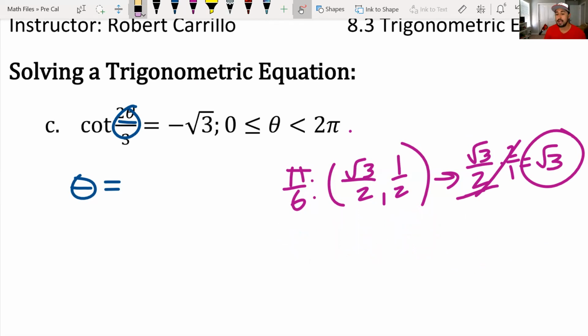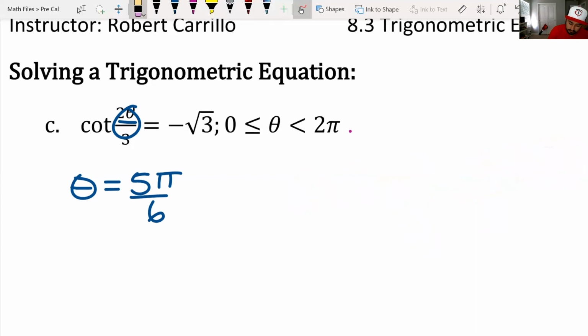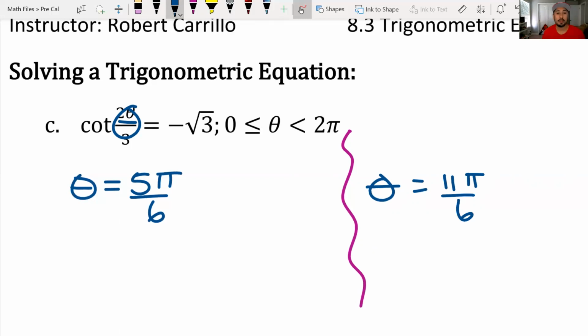And we know that it's going to be a pi over 6 radian value, but it's also going to be negative. So we now think, what radian value of pi over 6 makes cotangent negative? And that should be 5 pi over 6, because that's in quadrant 2. And then it should be 11 pi over 6, because that's in quadrant 4.